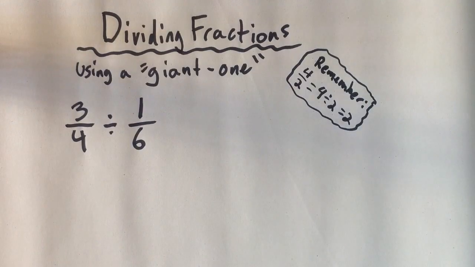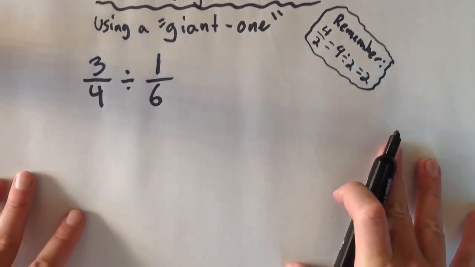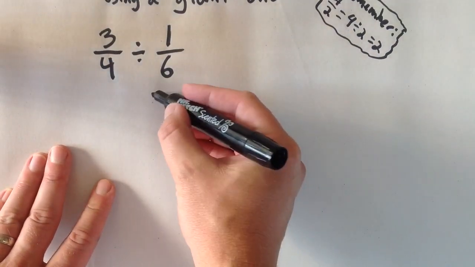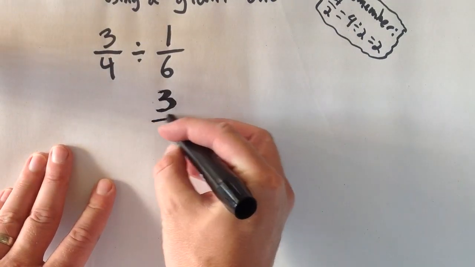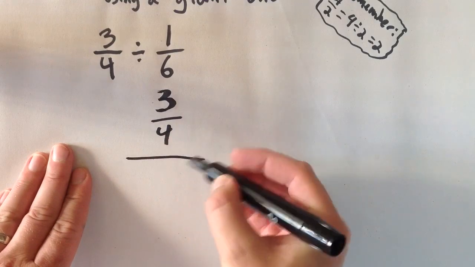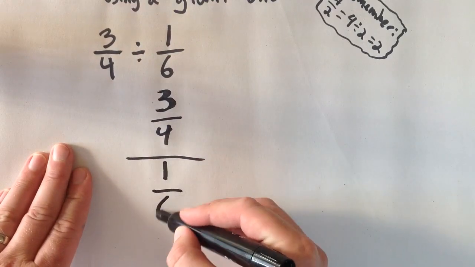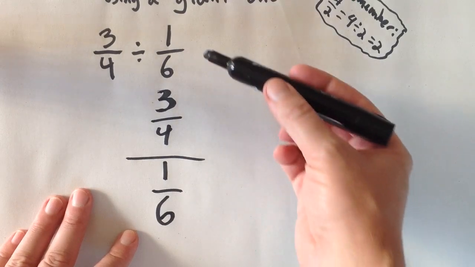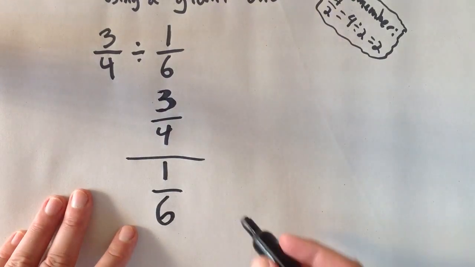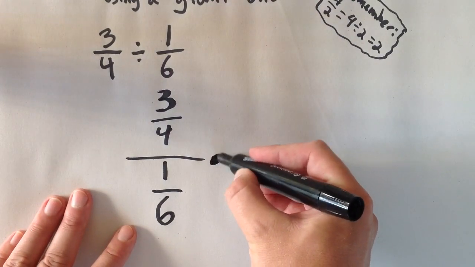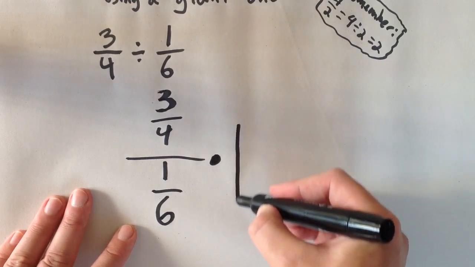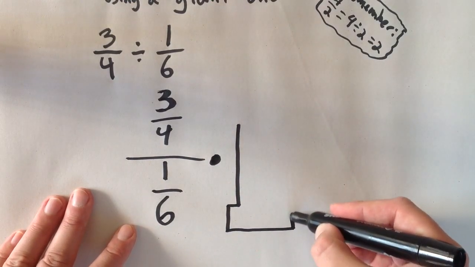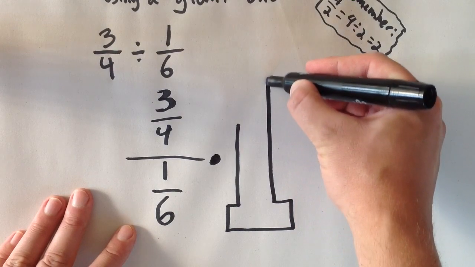So when we look at our example, 3/4 divided by 1/6, I'm going to rewrite this as a giant superfraction, where I have a fraction in the numerator, 3/4, divided by a fraction in the denominator, 1/6. 3/4 over 1/6 is the same as 3/4 divided by 1/6. Now what I'm going to do is multiply this by a giant 1. Since multiplying anything by 1 is itself, this doesn't change the problem.